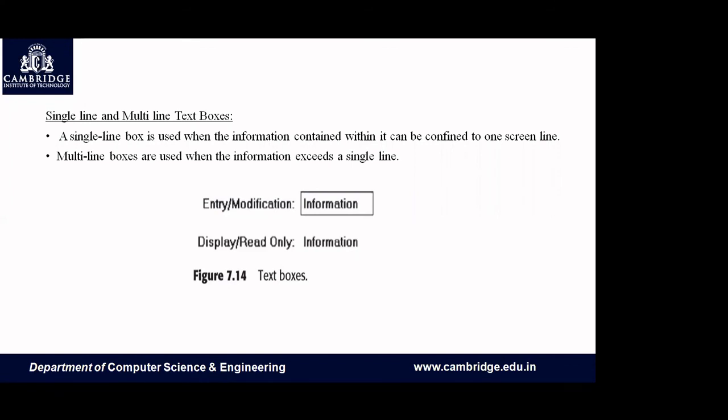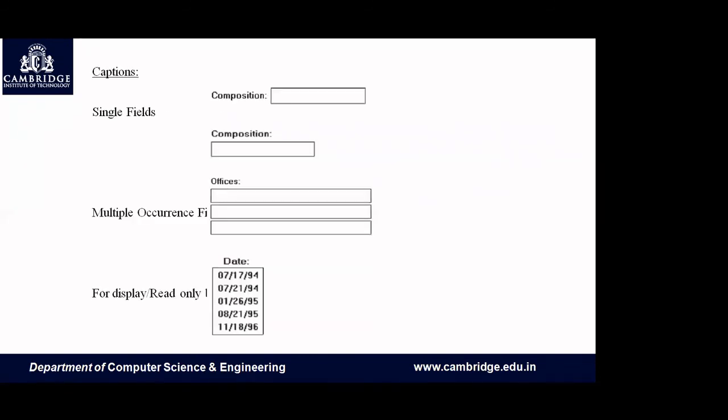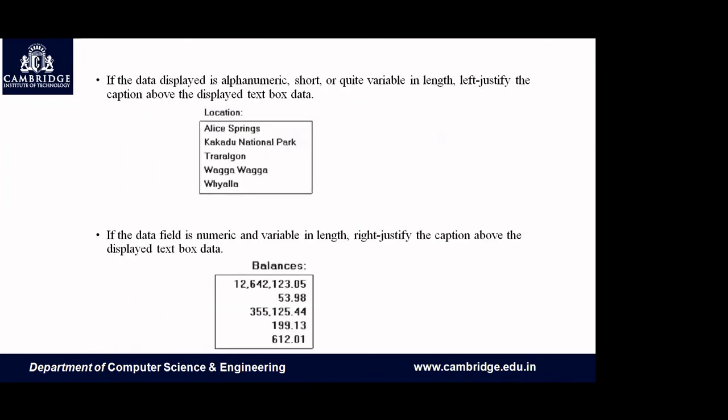Now the first one you can see is an example of text entry, where the user can enter the information called information. The next one is read-only information. In display or read-only, you can read the text given there, that is information. Single fields have single lines; multiple lines hold multiple information. For display read-only, more information and more values will be displayed.